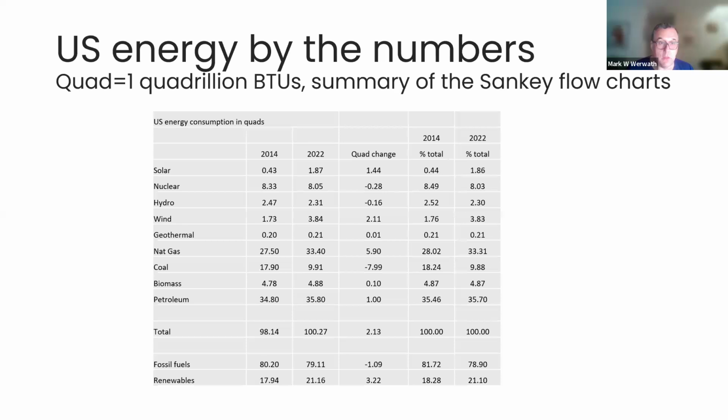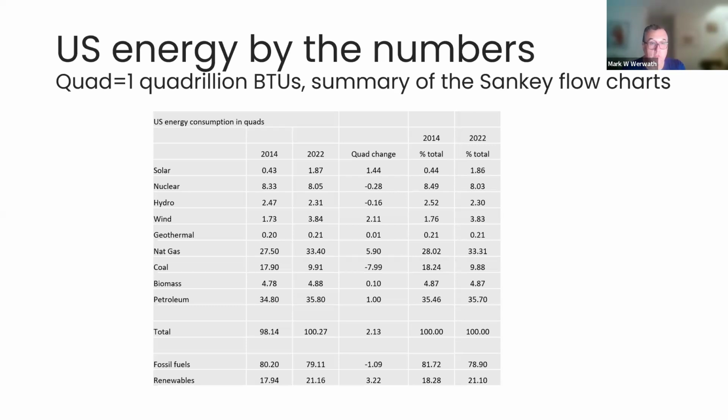Biomass, we are considering to be a renewable, not a fossil fuel. And it's been somewhat flat in terms of about 4.87% of the total. Petroleum is also relatively flat at about 35.5% of the total. It's still quite a bit of energy coming from petroleum. So bottom line is fossil fuels are down by about 1.09 quads from 2014 to 2022. We're going from 81% to 78.9% of our total energy equation.